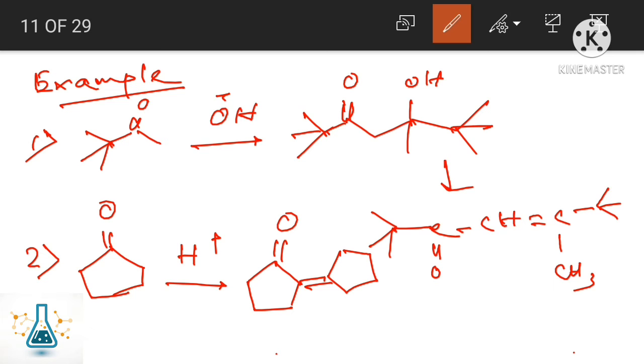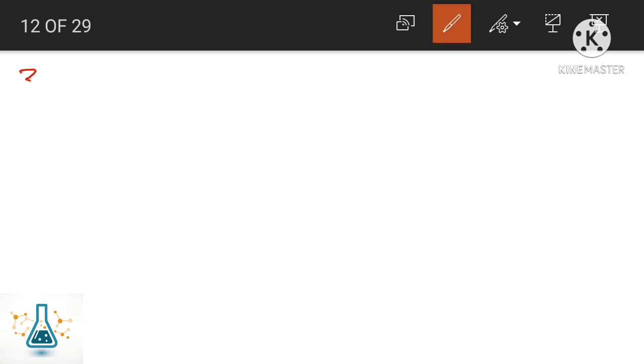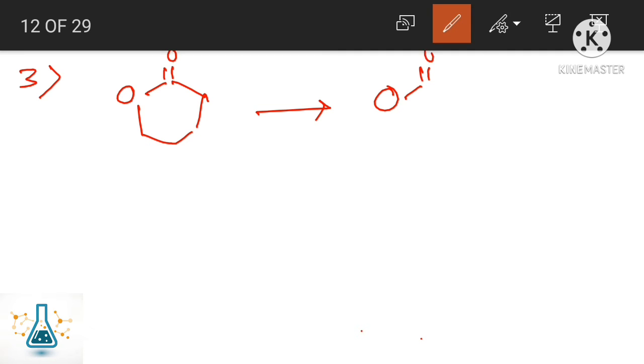Okay, give this type of compound. After the aldol reaction, we can get this type of compound. So try at home.